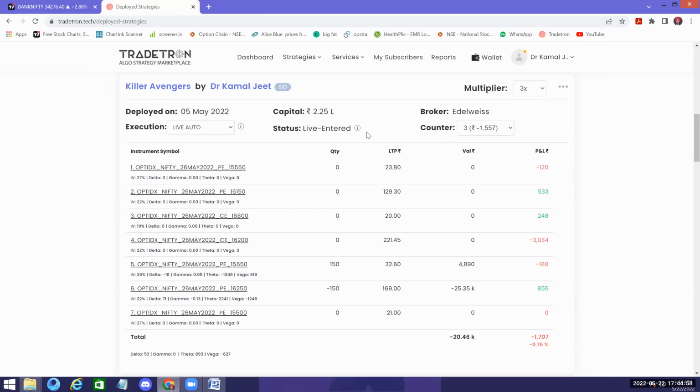This is when the killer Avengers strategy I have made. What it did was, in week 12, White Horse gave me a 1.25 lakh loss. This strategy only gave me a 25,000 loss. But the very next week, with only 2 lots, it covered it by almost 28,000. So it ends with the week. It doesn't end here.